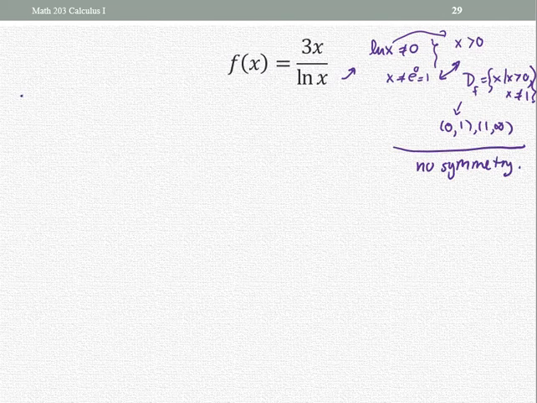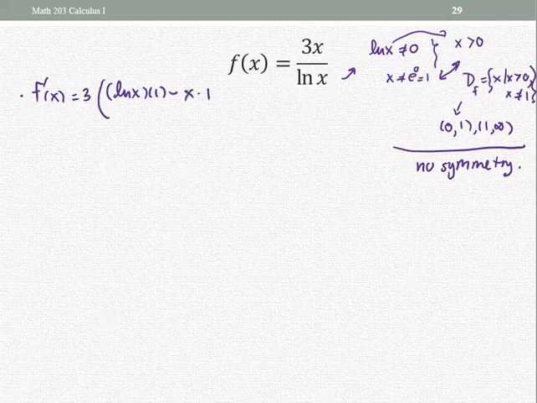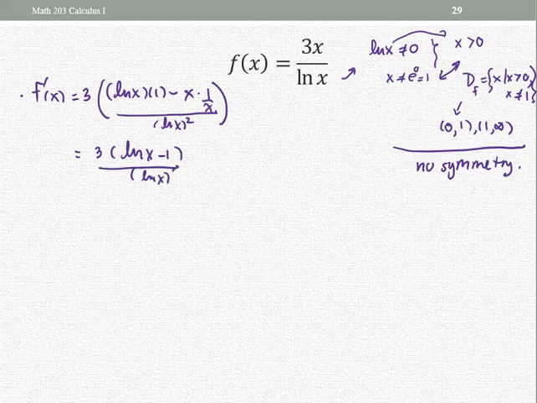Then we're going to find f prime using the quotient rule, with 3 as a constant coefficient. We're going to take 3 out and find the derivative of x divided by natural log of x using the quotient rule, to get natural log of x multiplied by 1 minus x multiplied by the derivative of log x, which is 1 over x, divided by the quantity log x to the power second. And simplify more, we get f prime as 3 multiplied by natural log of x minus 1 divided by the quantity log x to the power second.